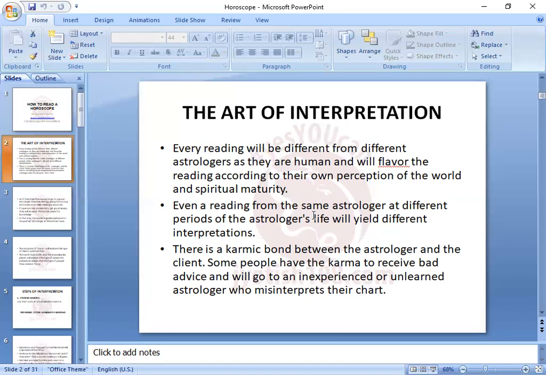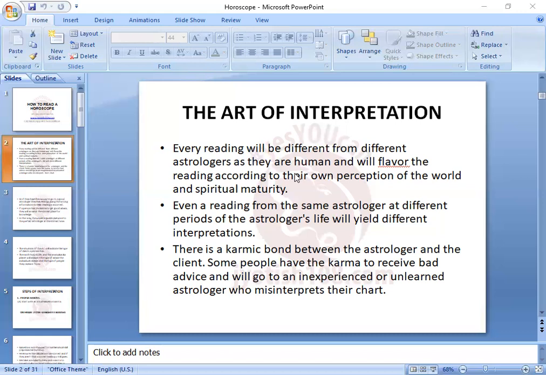So even a reading from the same astrologer at different periods of the astrologer's life will yield different interpretations. This happens because as you dive deeper and deeper into this science, the readings would vary, right? So if you are going to an astrologer today and then you visit him or her again in the next 5 years, then of course the interpretation of the chart will be very, very different, because by then the astrologer would have gained some other experiences, and each and everything that the astrologer will know will vary according to his or her experience, the learned experience, that is.